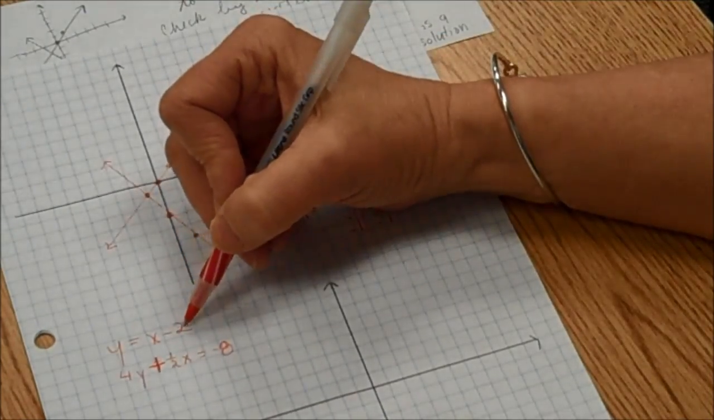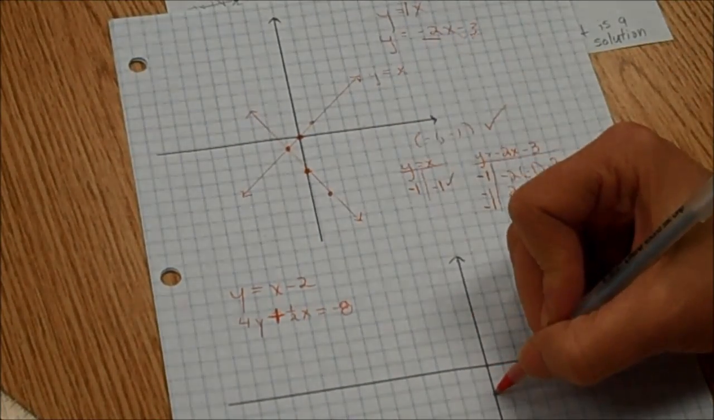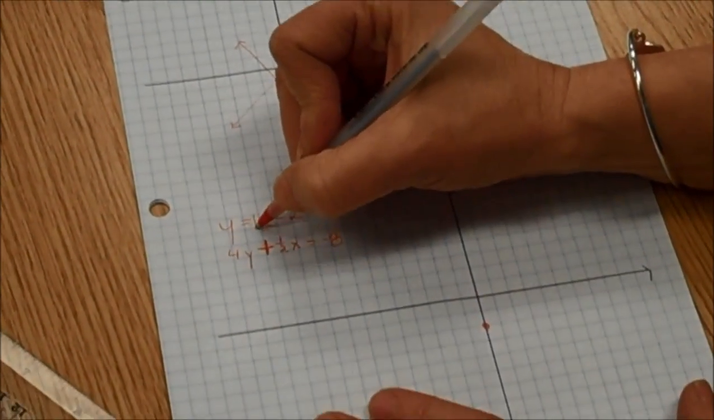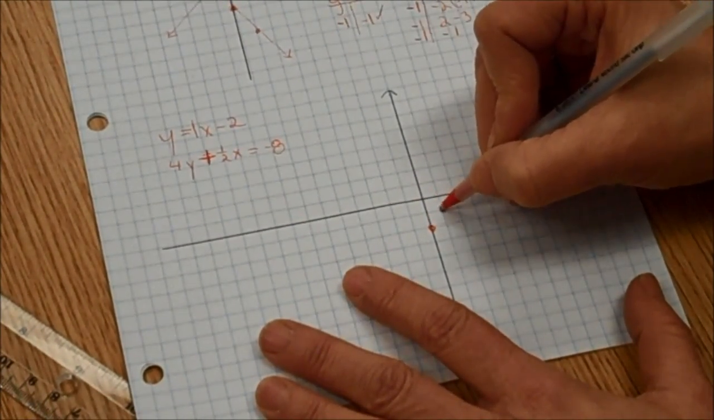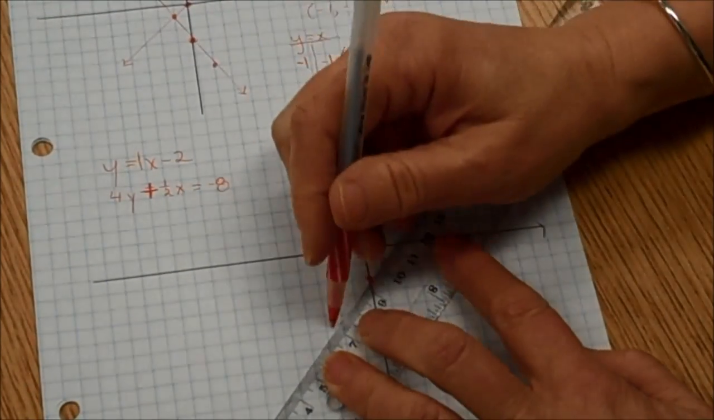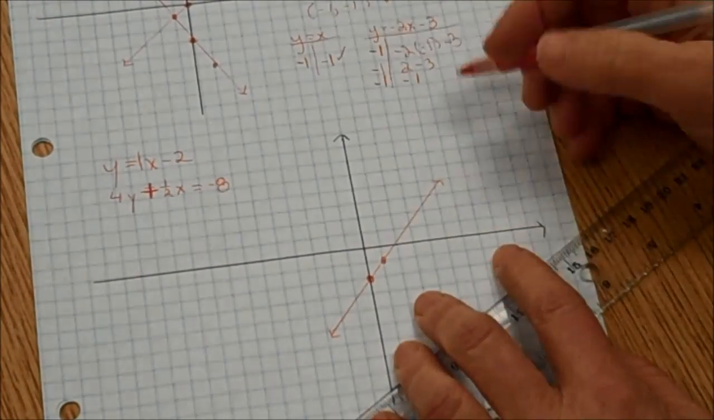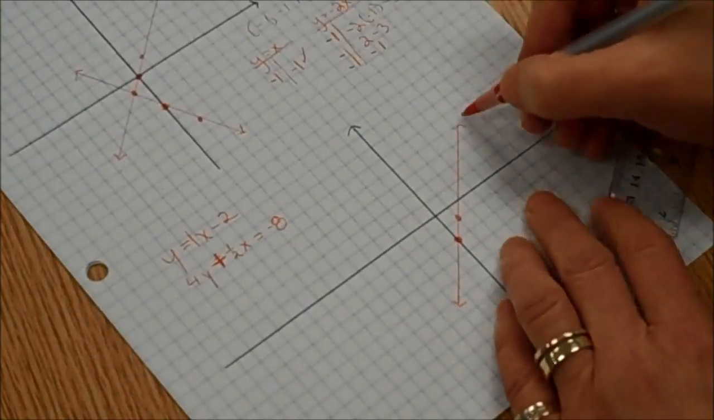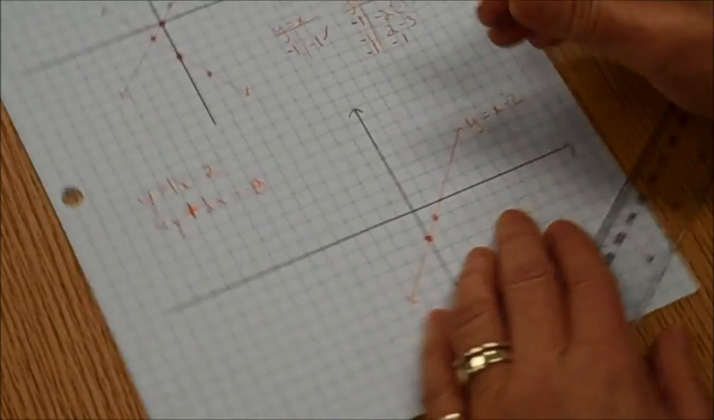The first equation is easy to graph. We see that our y-intercept is negative 2. We have a slope of 1. So to graph the second point, we go up 1 over 1 and draw a line through the 2 points using a ruler. I'm going to label the line y equals x minus 2.